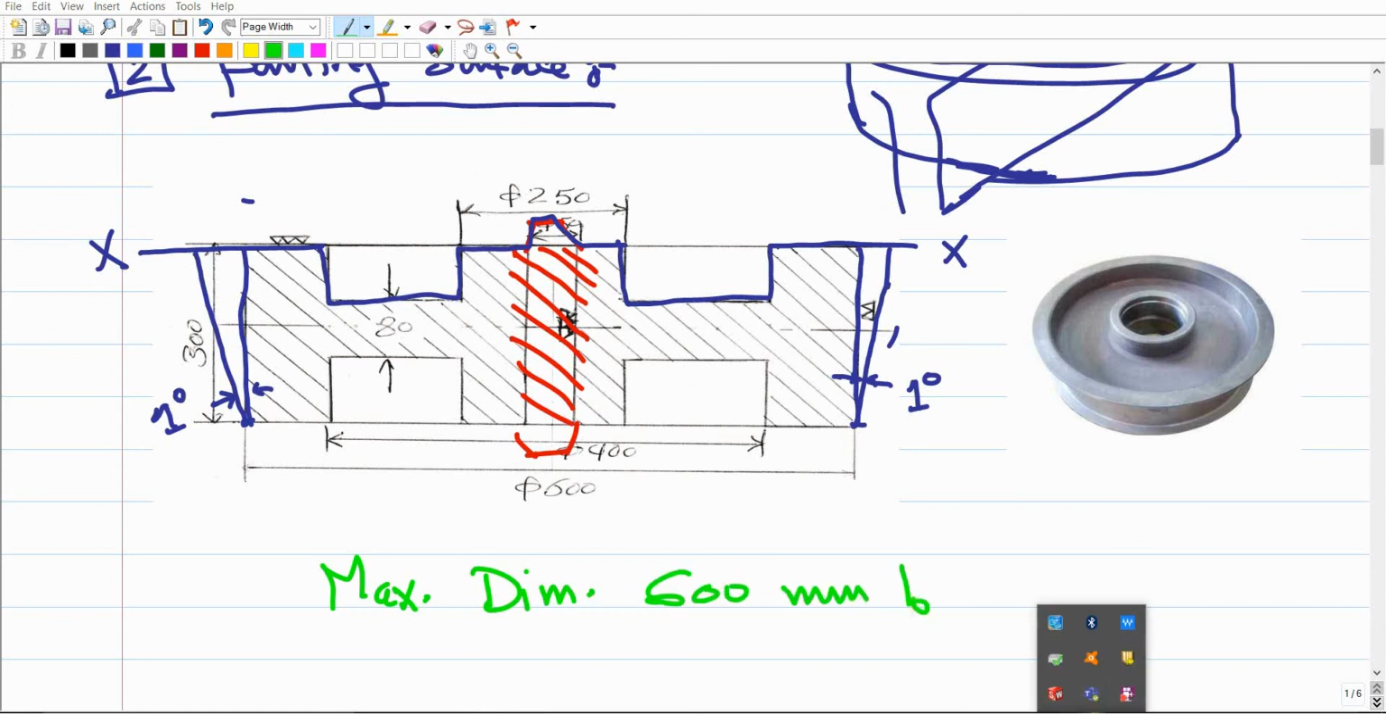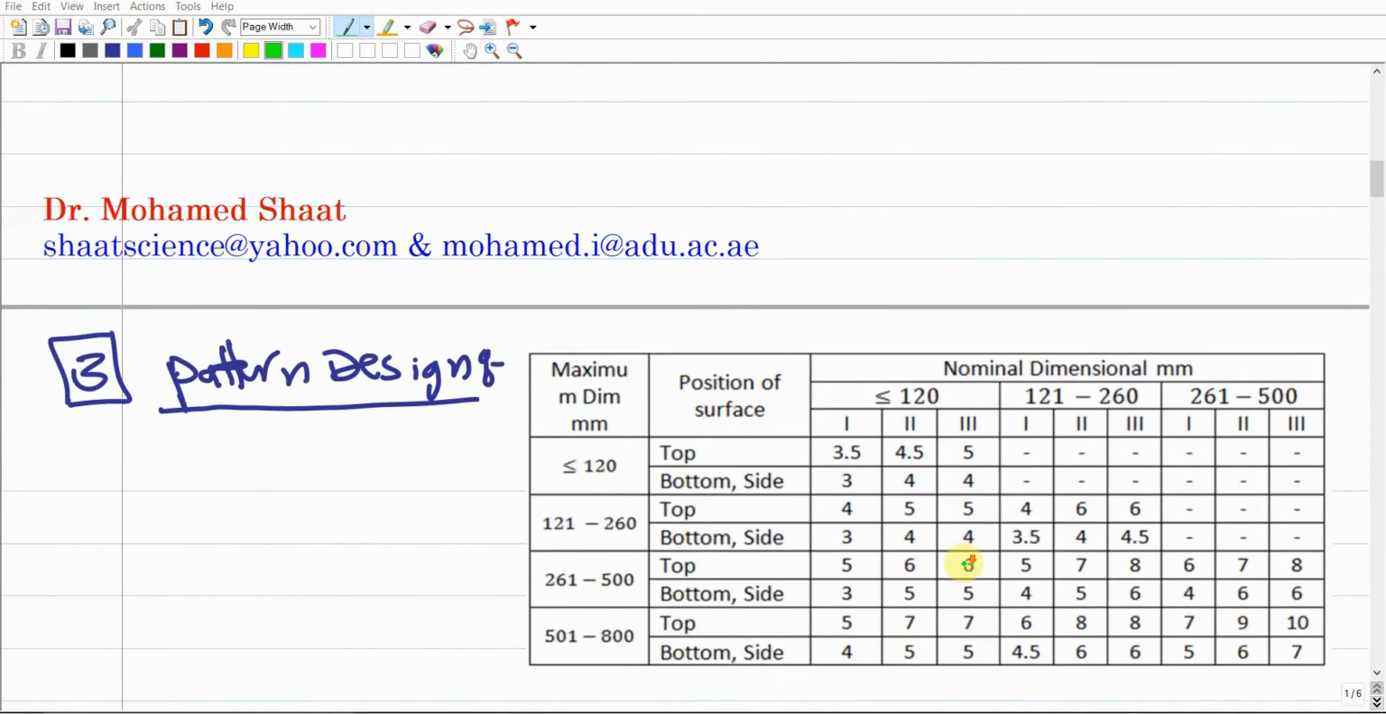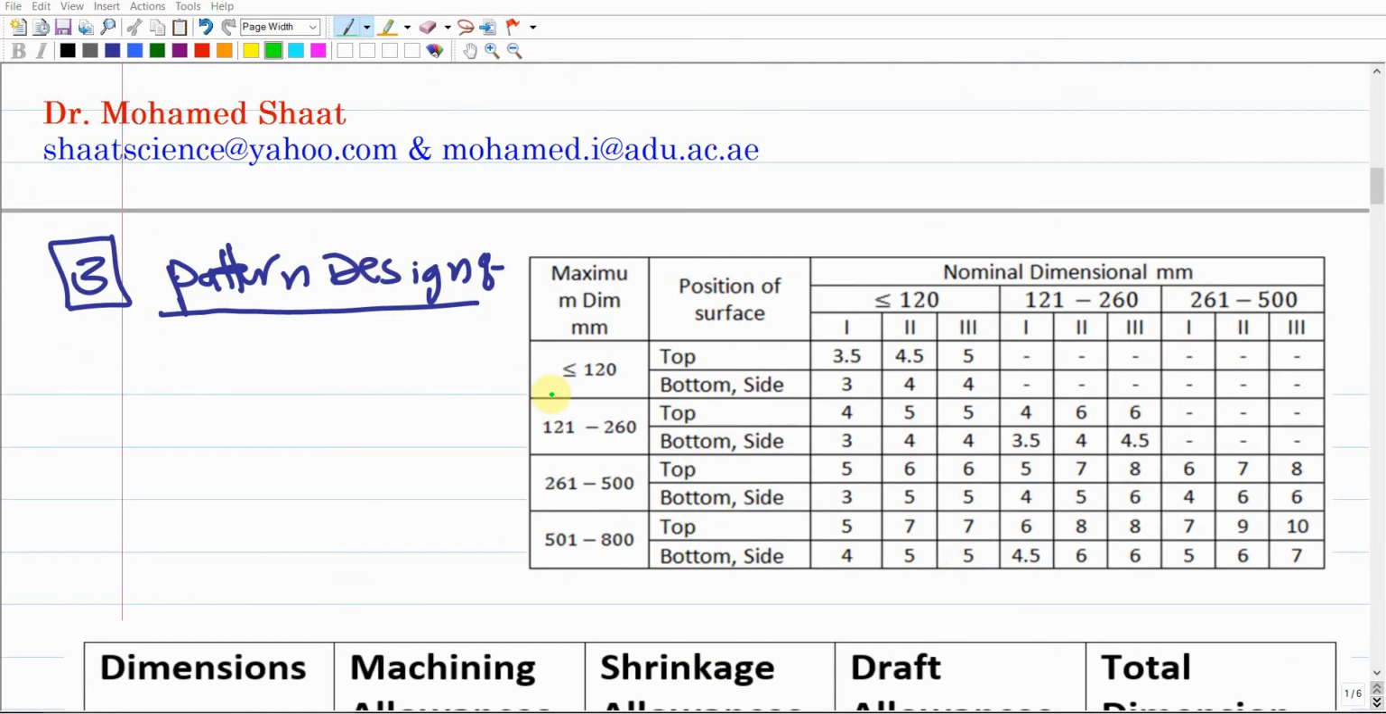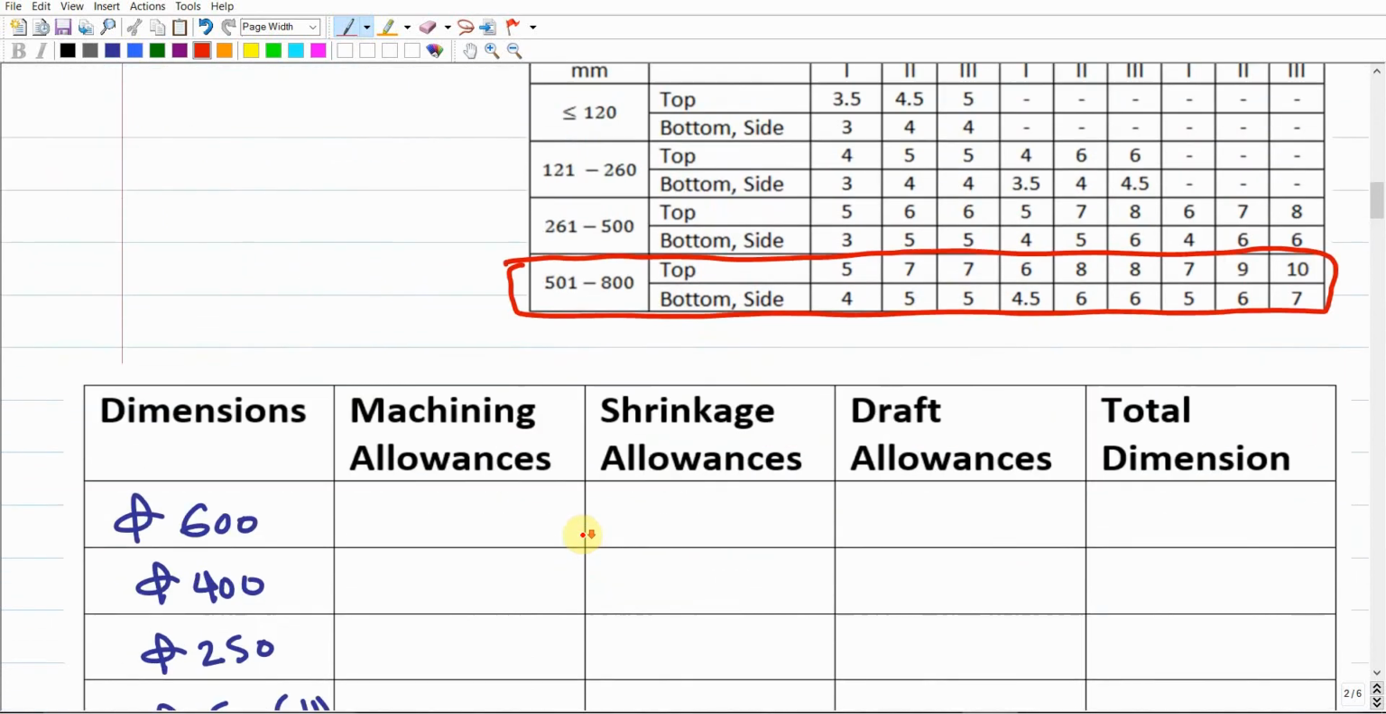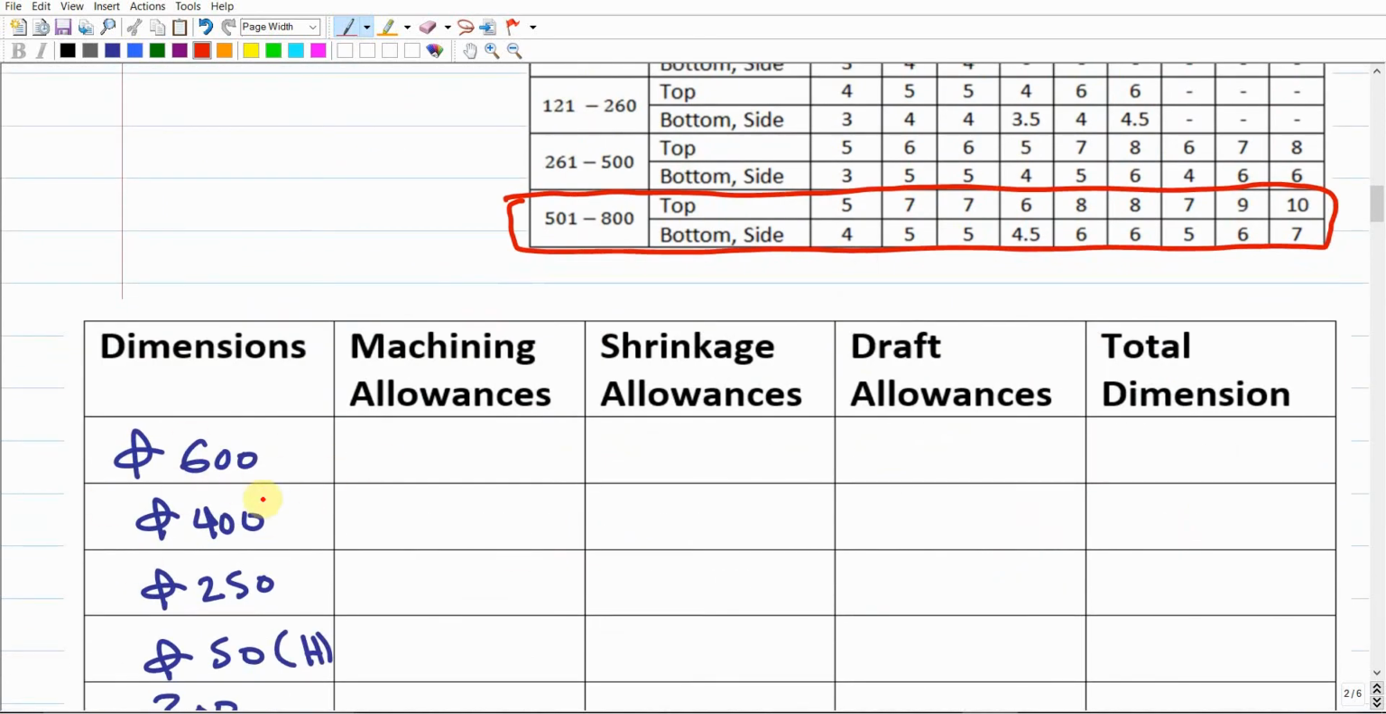So using this 600 millimeter, I'm gonna go to this table. Ask yourself, is the 600 less than 120 millimeter? No. Is it between 121 up to 260? No. Is it between 261 up to 500? No. 501 up to 800? Yes. Then you have to mark this row all the way until you finish this table. Any dimension, any number, should be collected from this row. Make sense? Then you're gonna investigate dimension by dimension.